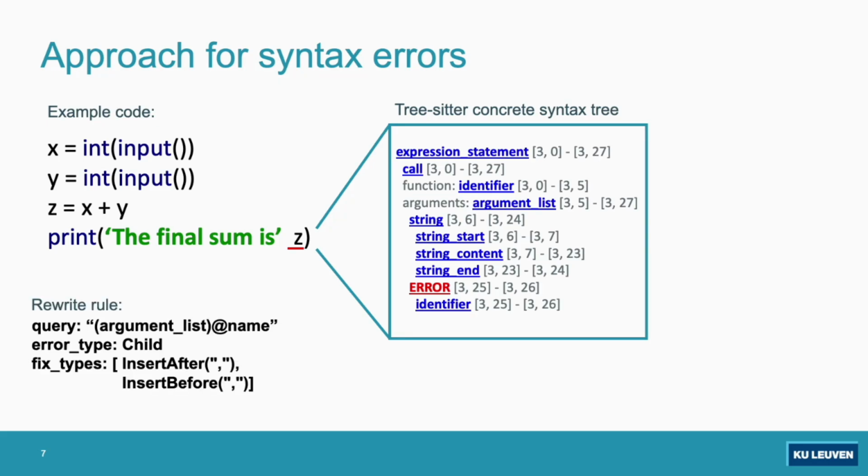To fix errors, we've created simple rewrite rules which identify a specific location in the syntax tree using a query and an error type. The error type denotes where the error is expected in relation to the query. After a location is found, a list of fixes can be tested. In this case, the query looks for an argument list node, which is found in the print call. And the error type specifies that the error should be the child of the argument list, so the error at the identifier z is found.